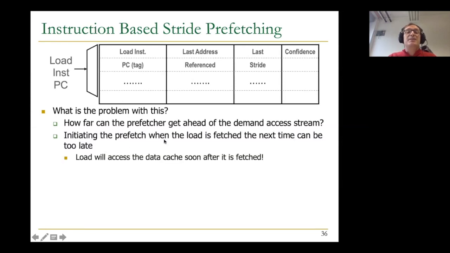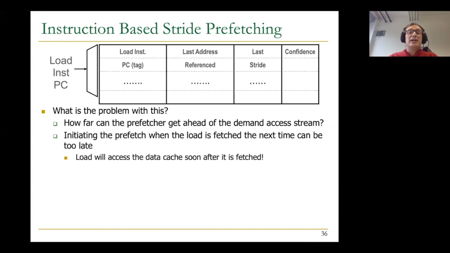Basically, initiating the prefetch when the load is fetched the next time can be too late, because the load will access the data cache soon after it's fetched, right? So you'll fetch the load. In 5 cycles, it may get to the data cache access stage in the pipeline. And if you have this prefetcher operating at the instruction fetch stage, you're already too late, right? Why? Because you will cover only 5 cycles out of 500 memory access cycles. That doesn't sound good. So you basically should not wait until you fetch the next instance of the load instruction.